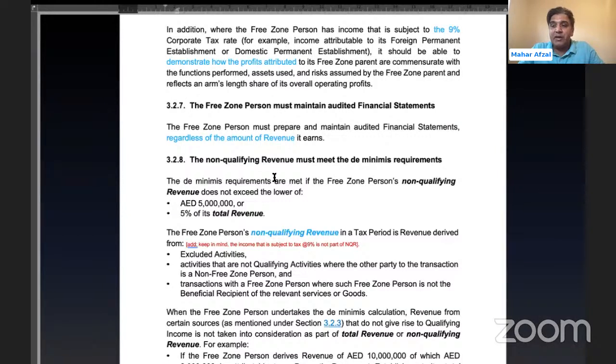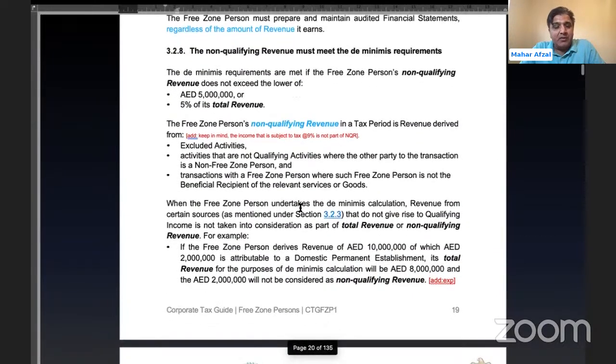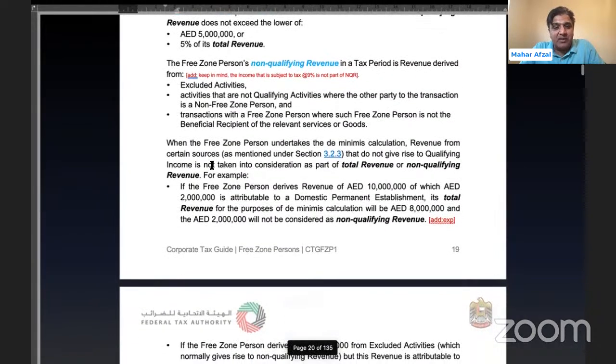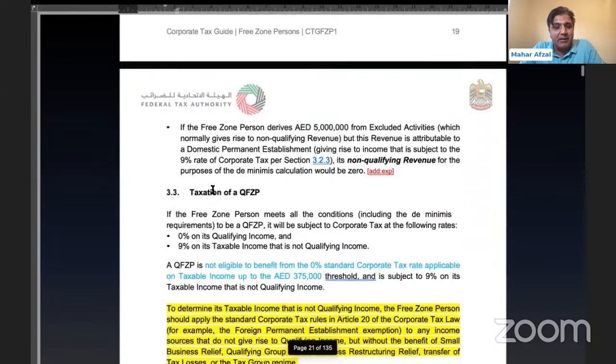This is all in your hand, but the important thing is that whatever criteria you are applying, you must have the financial statements audited. This is compulsory. It doesn't matter what the level of revenue is, but you can apply the accounting policies at your discretion. But this discretion is not applicable if revenue is more than 50 million. So non-qualifying revenue, we have already discussed. The non-qualifying revenue discussed in the slide is the same thing. This is an example basically.